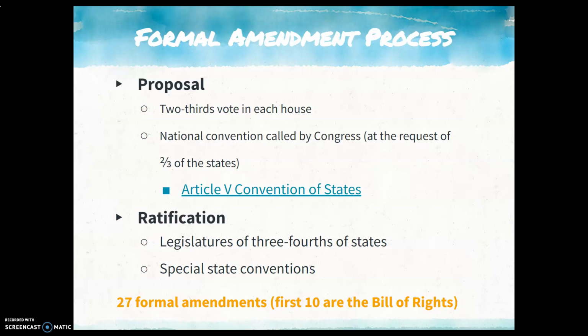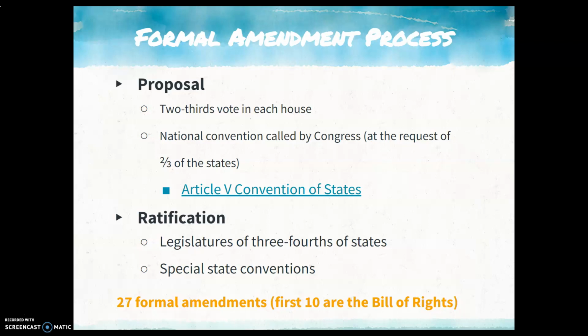The most common way that an amendment has been proposed, and all but 1 amendment has been proposed by Congress and ratified by state legislatures, is that an amendment is introduced just like any other bill in Congress. And after that amendment bill is proposed, it needs to receive a 2/3 vote in both houses to then be forwarded on to the states.